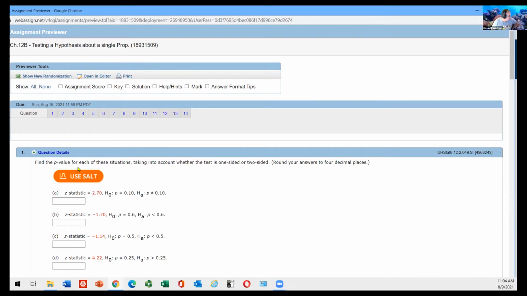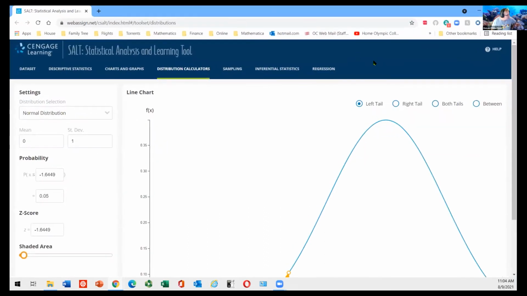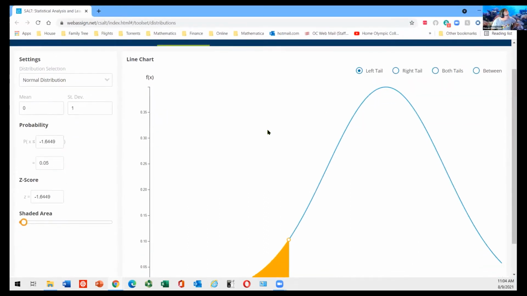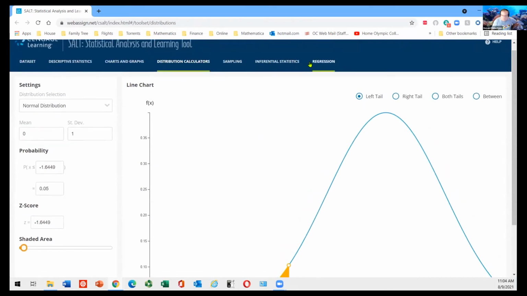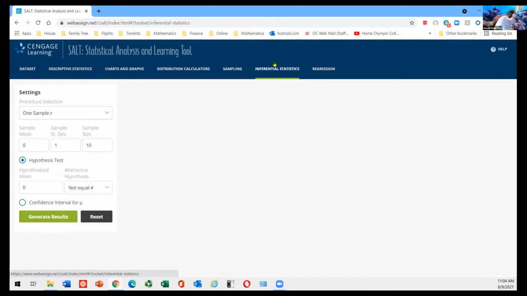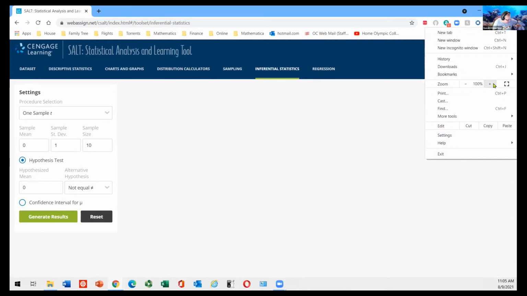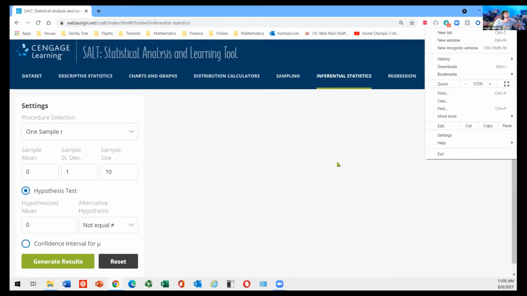Right, now that I've distracted you totally, let's show you how you do that question in Salt. So are you looking at Salt? Yeah, okay. I had to do it this way because if I close this window, I'll lose my question, which is a pain in the butt. So hit inferential statistics. Right, so pause on that. Hit inferential statistics. I wonder if I can make that larger because some of you might not have big screens. Right, do you see it there?